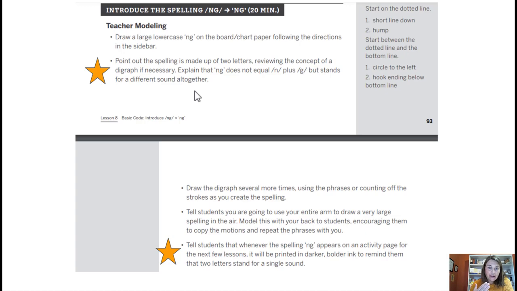So this may be a shift for you, but this is very exciting for me because I have listened to many curriculums teach this in different ways, and this is the most sophisticated and well done way to teach this. So I'm very excited when I see this because it's accurate. This is accurate. All right, so tell students that whenever the spelling NG appears on an activity page for the next few lessons, it will be printed in a darker, bolder ink to remind them that two letters stand for a single sound. So we can definitely dive into lots of phonetic pieces in this lesson.